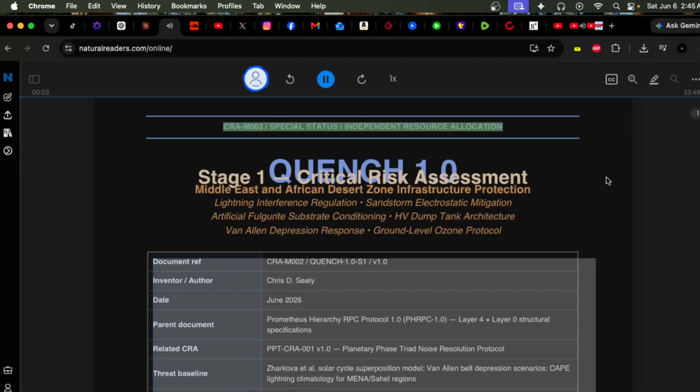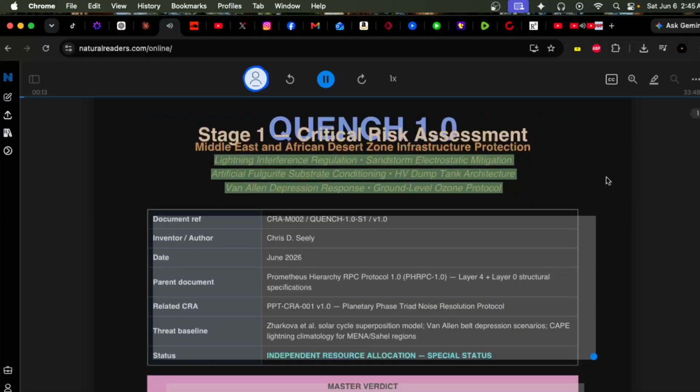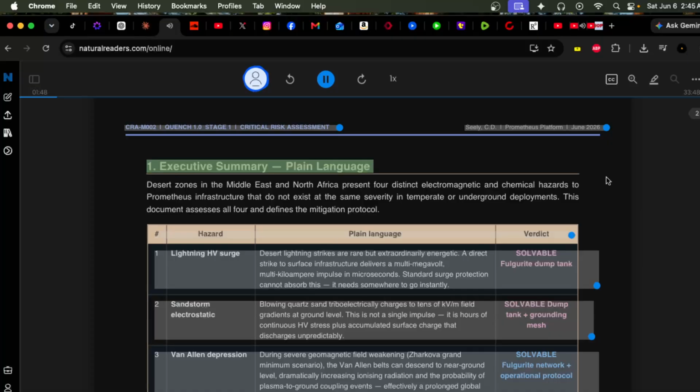CRAMOO2 Special Status Independent Resource Allocation. Quench 1.0 Stage 1 Critical Risk Assessment: Middle East and African Desert Zone Infrastructure Protection. Lightning Interference Regulation, Sandstorm Electrostatic Mitigation, Artificial Fulgurite Substrate Conditioning, HV Dump Tank Architecture, Van Allen Depression Response, Ground Level Ozone Protocol. 1. Executive Summary, Plain Language.